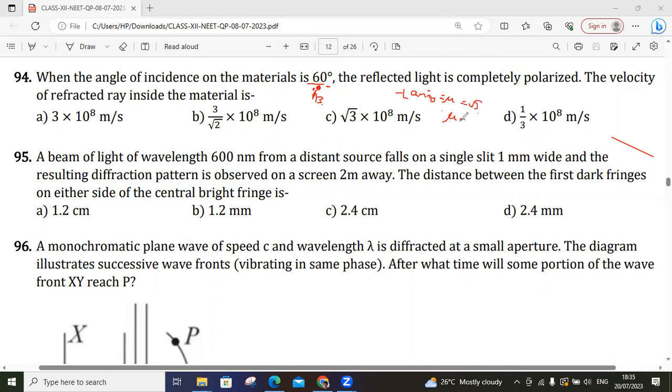Now they're asking the velocity of light in the medium. Refractive index is c by v, where c is the velocity of light in vacuum and v is the velocity in the medium. So Vm is equal to c by mu. 3 into 10 power 8 by root 3 is root 3 into 10 power 8.